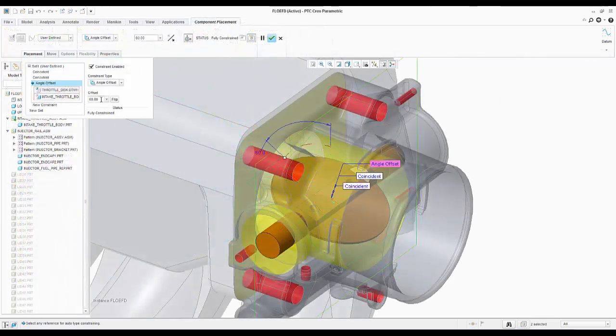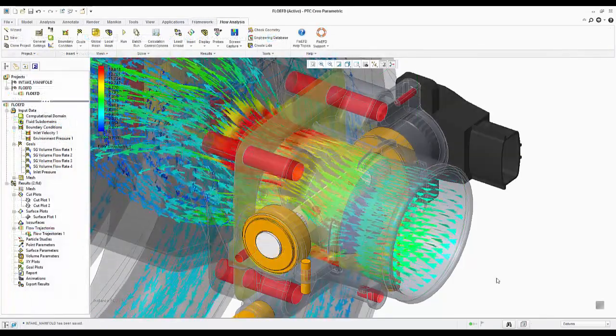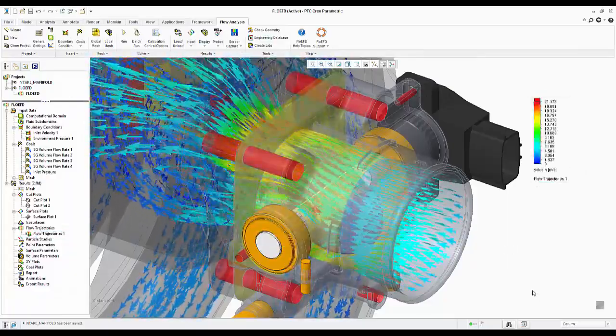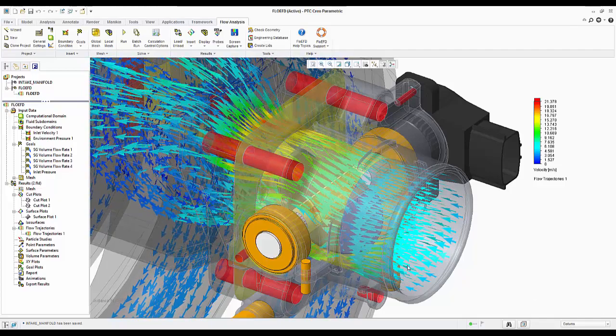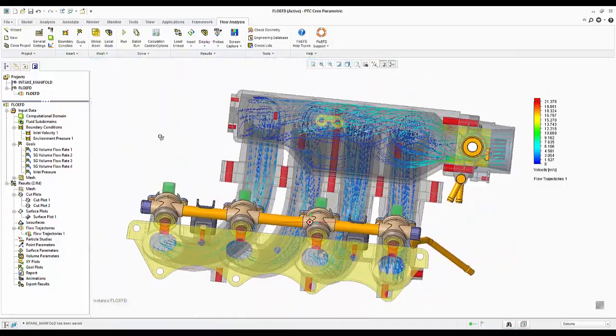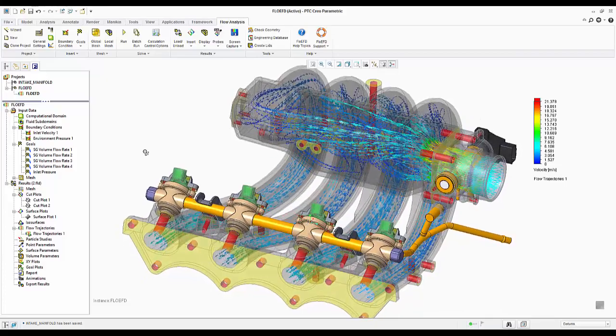Now we change the Creo angle constraint of the throttle body from 40 to 30 degrees and run again. The velocity is increased to 20 meters per second due to the more restrictive throttle position. This will have effects downstream with respect to the pressure drop and runner flow rate distributions. Being Creo embedded makes variant analysis and optimization very quick and easy to perform.